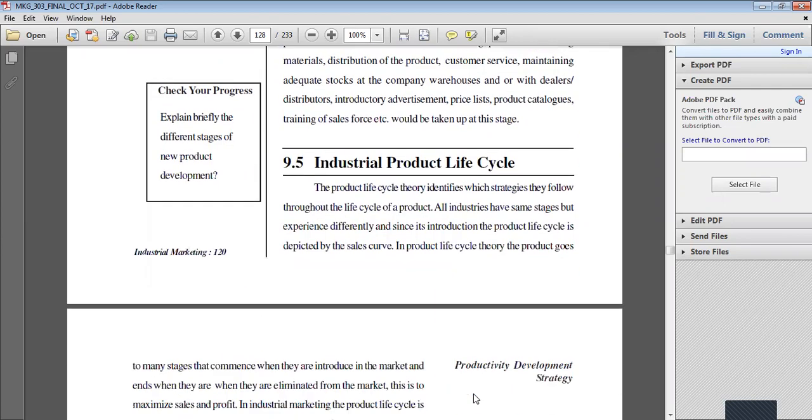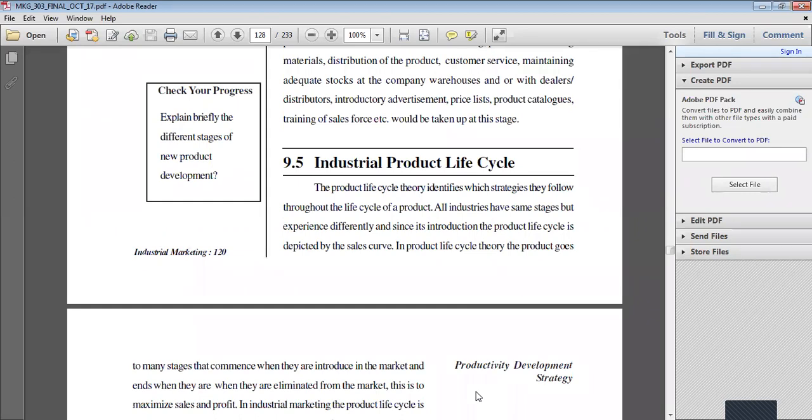Industrial product life cycle. The product life cycle theory identifies which strategy firms follow throughout the life cycle of a product. All industries have the same stages, but experience them independently, and since its introduction, the product life cycle has been described differently by the sales curve.